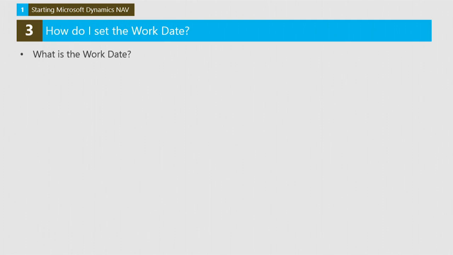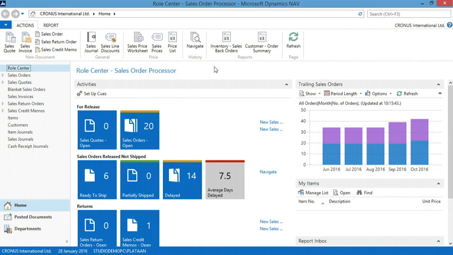And let me explain you by going to the application. So here in the application, you can see the work date in the status bar. In this case, you can see that the work date of Kronos International is January 28, 2016. Now in a real life situation, your work date is by default always today's date. And the fact that this is a very different date is of course because we are working in a demo company. But again, in real life, it's always today's date.